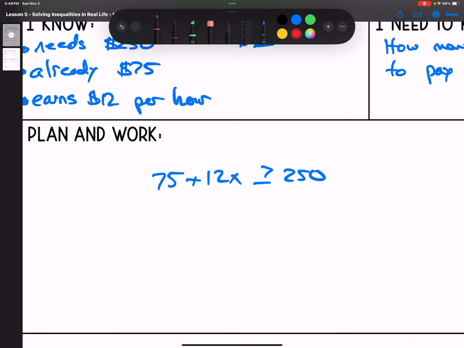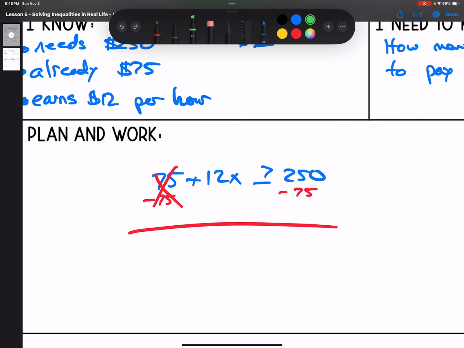Let's undo the addition or subtraction. And some of you may be thinking that it says addition there, so I need to undo that. No, that is with the x. That is 12 times x. We're not undoing that right now. We're undoing this 75 plus 75 over here. All right, so let's get rid of that.